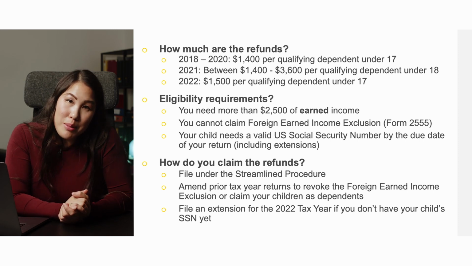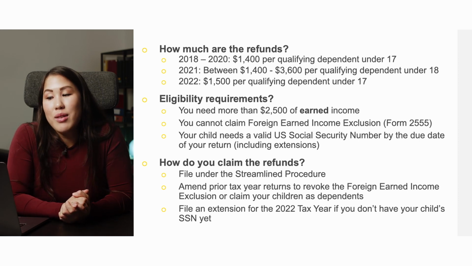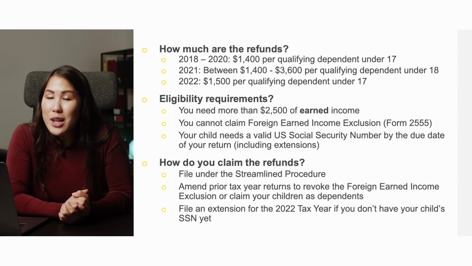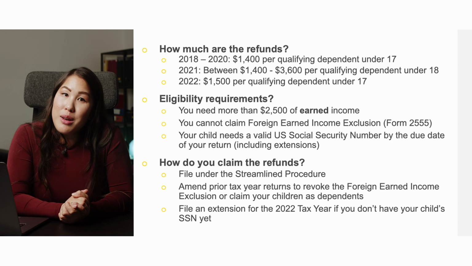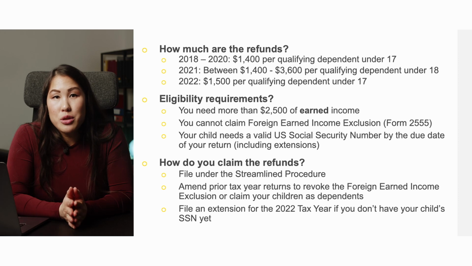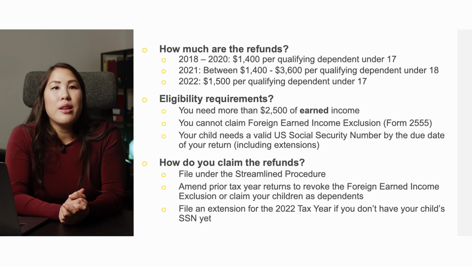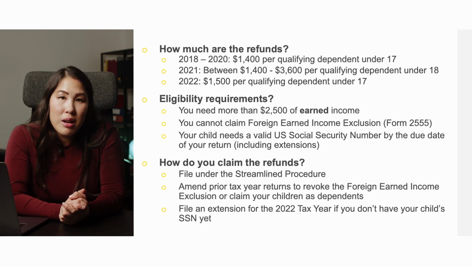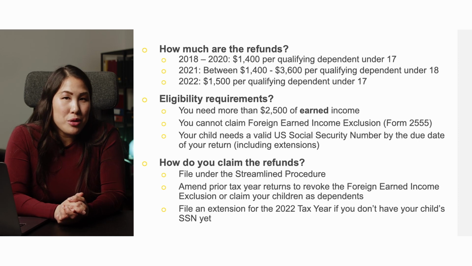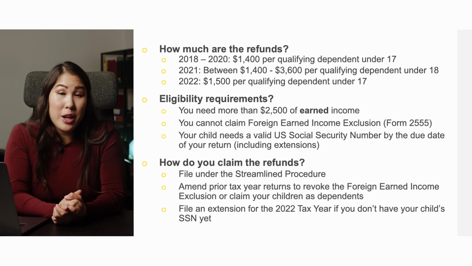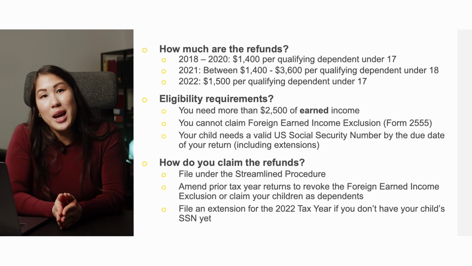You can't use the foreign earned income exclusion, like I said, and they need to have a US Social Security number. So just make sure that if you don't have Social Security numbers for your children yet, go ahead and file an extension for your 2022 tax return so that you have enough time to get them a Social Security number, because it can take a little bit of time. One thing to note is that the Social Security number has to be valid by the due date of the return. So say you're filing Streamlined and then you're getting your Social Security number for your child this year. You might be able to claim them on your 2022 tax return, but you definitely won't be able to claim them on any tax return prior to 2022 because the Social Security number must be valid before the due date of that return.